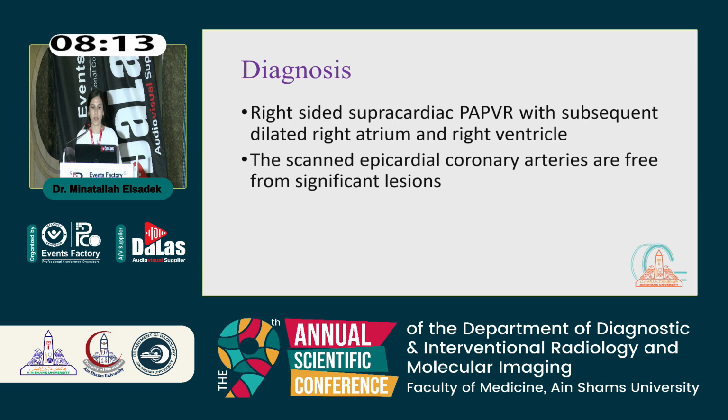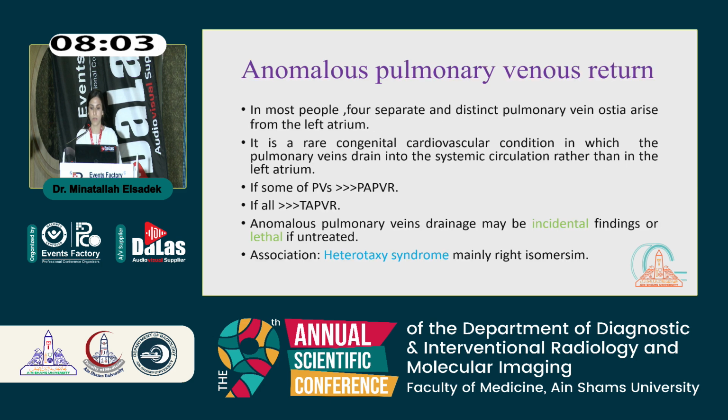Now to sum up, we have a case of right-sided supracardiac partial anomalous pulmonary venous return with the subsequent dilated right atrium and right ventricle. The scanned epicardial coronary arteries are free from any significant lesions. So what is anomalous pulmonary venous return?